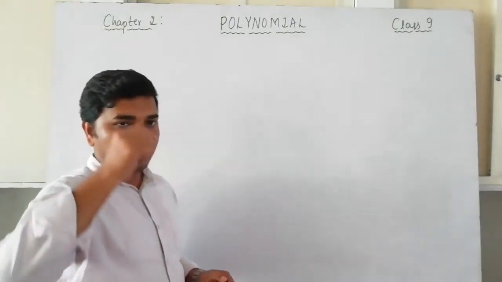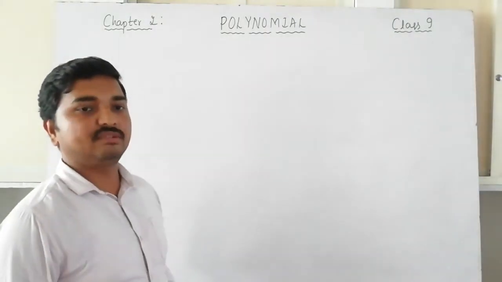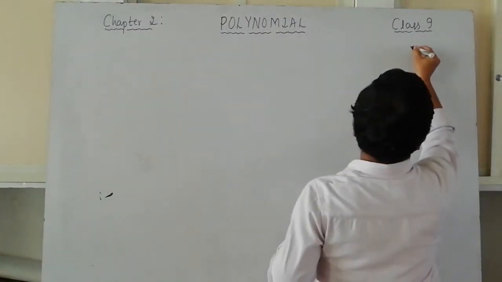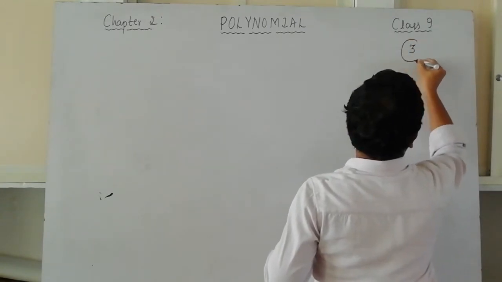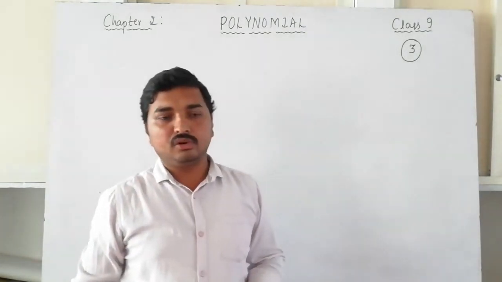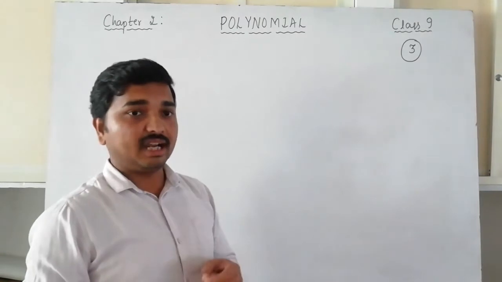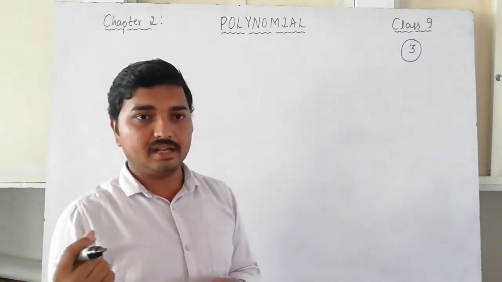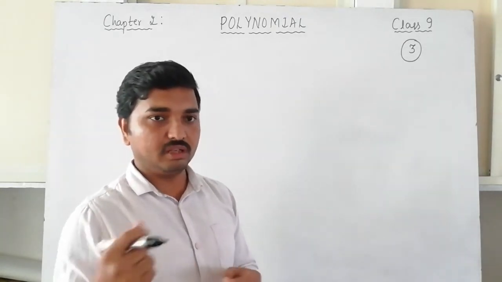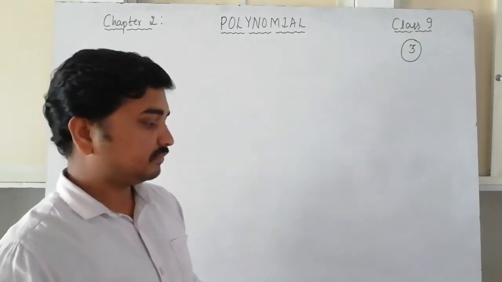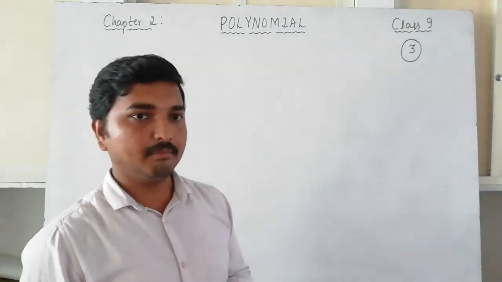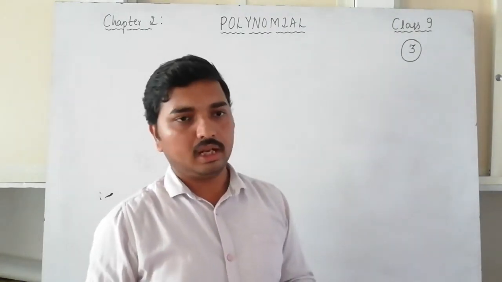Polynomials are classified based on three things. That means there are three different types of classification. I think you have studied one kind of classification in the 8th standard. What are the types of polynomial according to the syllabus you learned in the 8th standard? Monomial, binomial, trinomial, and polynomial. Monomial, binomial, trinomial, and so on.